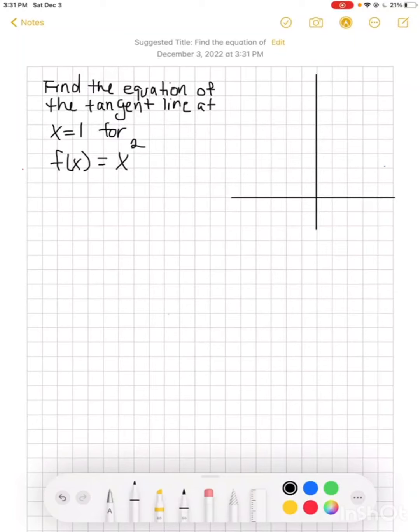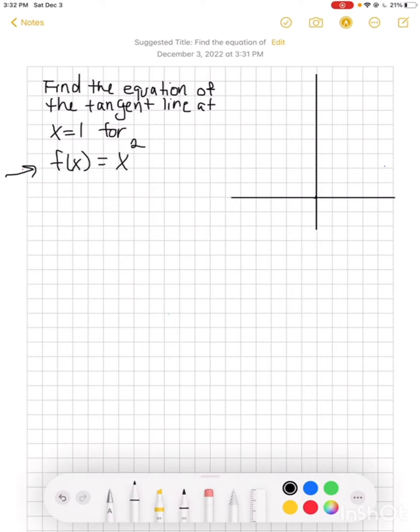Okay, so let's find the equation of the tangent line at x equals 1 for this equation, and then we're going to do a slightly more complicated problem to learn how to do this for any problem that you're given. Okay, so starting with this equation, it's a relatively simple one, so let's go ahead and graph it so we can visualize some of this and understand conceptually what's going on.